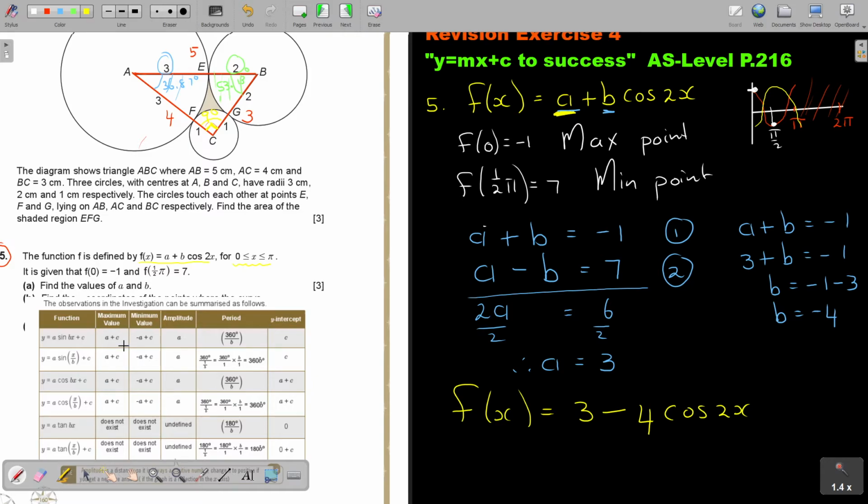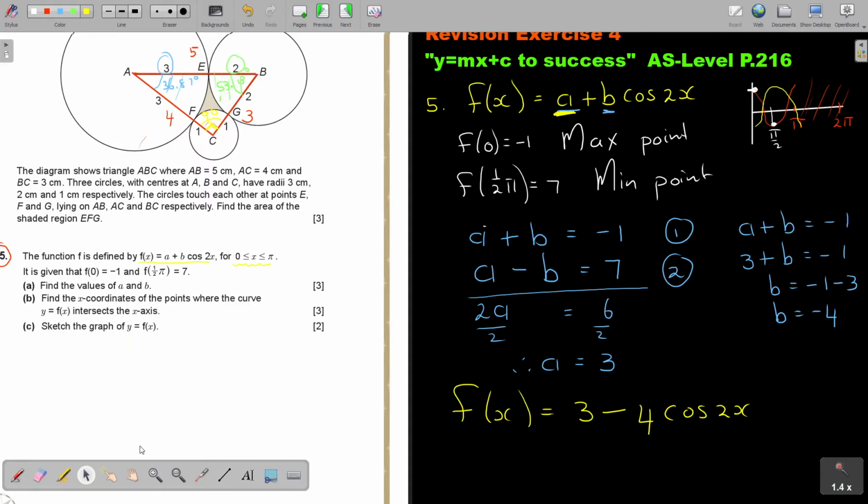And now I'm getting rid of the table. Okay, the table's gone so that I can see the question again. Okay, so find the values of a and b. So I can just say, therefore, a is 3 and b is negative 4. Okay, now, find the x-coordinates of the points where the curve intersects the x-axis. Now, let's just go to number B.